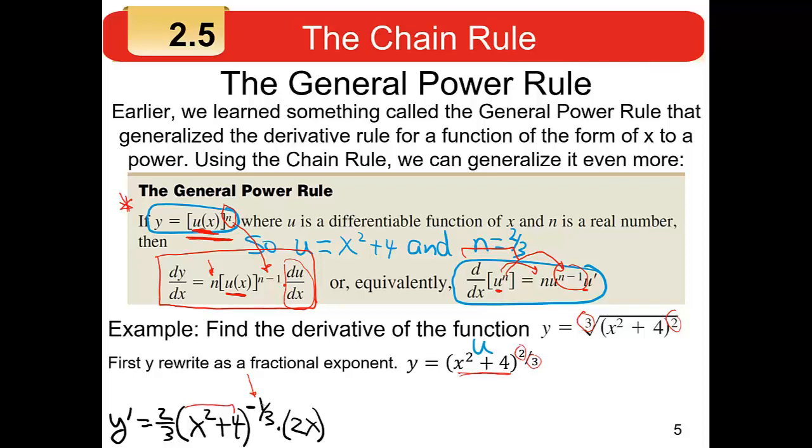But then you're not done. The chain rule, or in this case, the special case of the chain rule that we're calling the general power rule, tells you now you have to go to the inside function and multiply by its derivative. And clearly the derivative of x squared plus 4 is 2x. Now it's just a matter of cleaning it up a little bit. You'll probably want to multiply that 2x by that 2/3, and you'll end up with 4/3 x times the quantity x squared plus 4 raised to the negative 1/3. WebAssign is perfectly happy with that answer, so you can leave it that way.